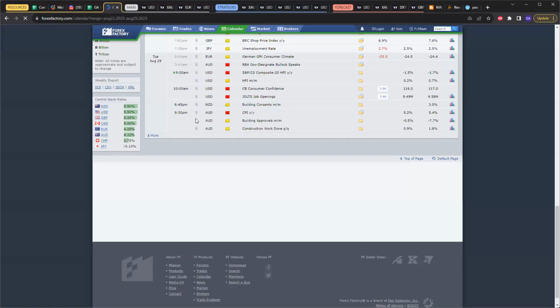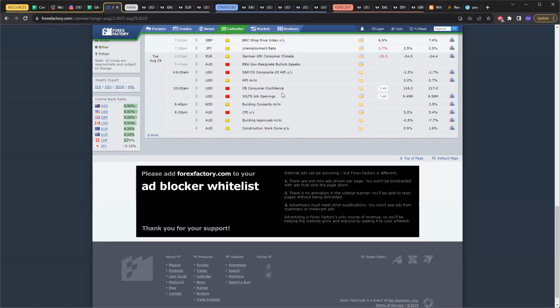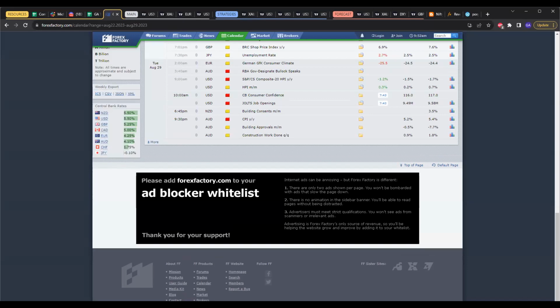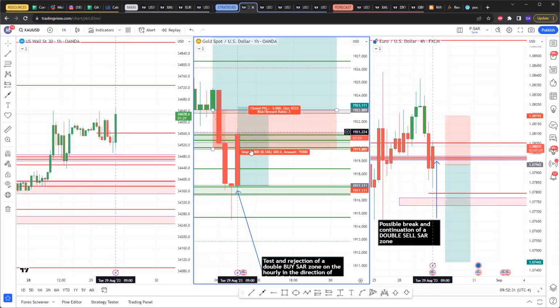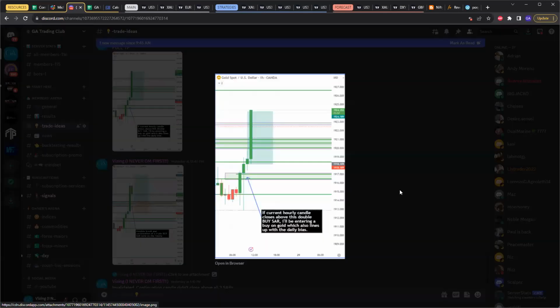Let's see. I know we're almost at 10. We have consumer confidence at 10, so hopefully that pushes price heavily up into profit, into TP. So let's see. This one right here is literally the opposite entry of what we had yesterday.